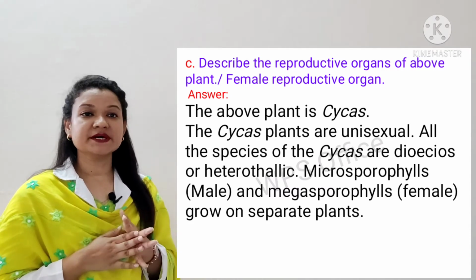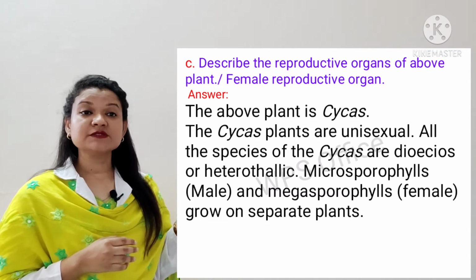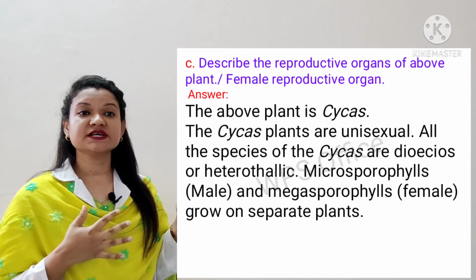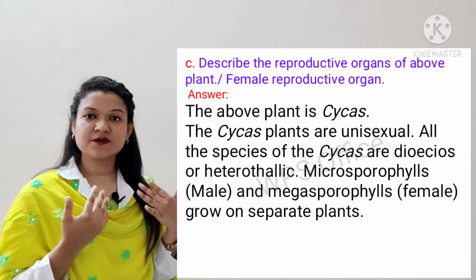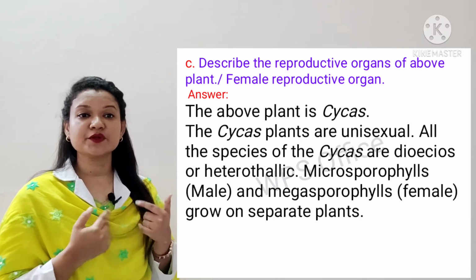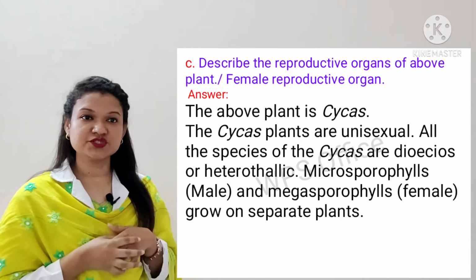So the answer will be: the above plant is Cycas. The Cycas plants are unisexual. All the species of Cycas are dioecious or heterothallic. Microsporophylls, that is our male reproductive organ, and megasporophylls, that is our female reproductive organ, grow on separate plants. That's why it's called dioecious.